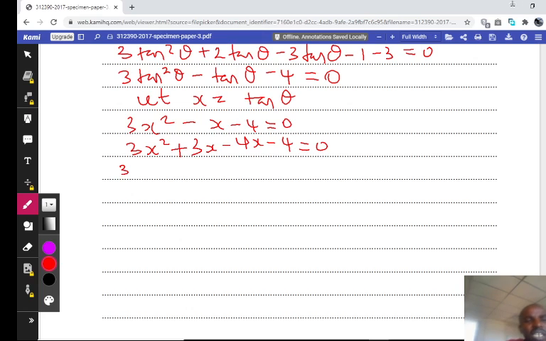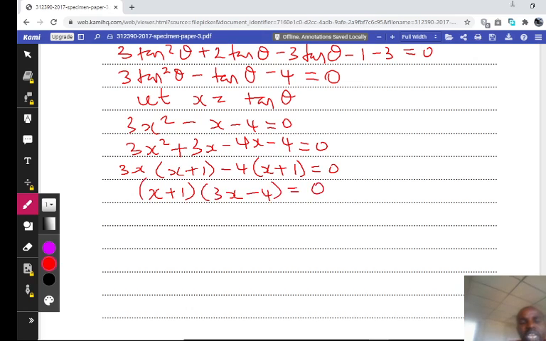Now let's factorize. Factor out 3x, you get x plus 1. Here factor out minus 4, you get x plus 1 is equal to 0. Then you write x plus 1 in brackets, and the other one, you write the numbers outside the brackets: 3x minus 4 in its own brackets. Alright, we're done. It's either x plus 1 is equal to 0 or 3x minus 4 is equal to 0.